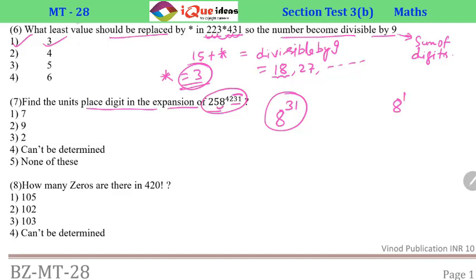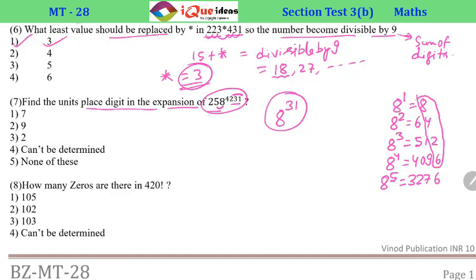So, 8 raised to 1 is 8, 8 raised to 2 is 64, so 4, 8 raised to 3 is 512, so unit digit is 2, and 8 raised to 4 is 4096. And then 8 raised to the power 5, it is 8 in the end, that is 32768. So 8, 4, 2, 6, these are the unit digits which will come in this order only. So cyclicity is 4 because the unit digit is repeating after every 4 powers, right?